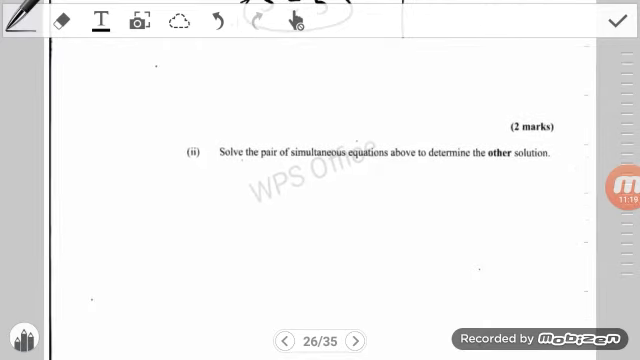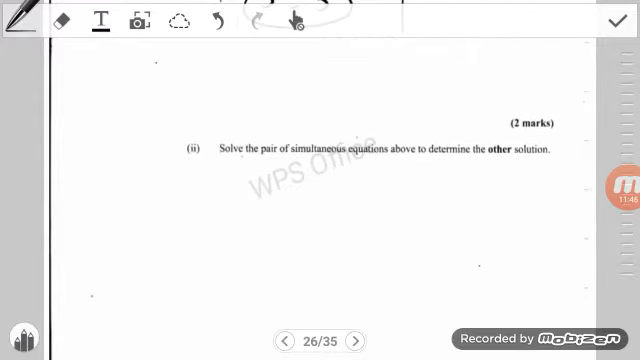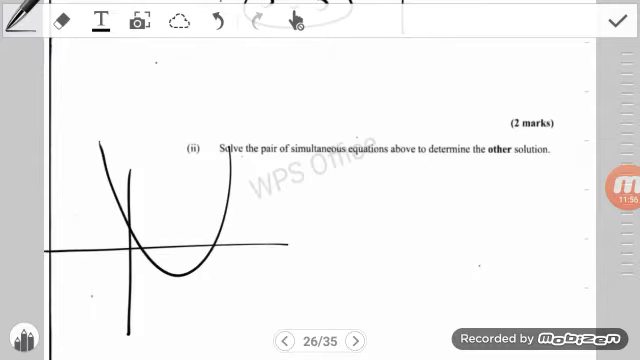Now we are to go on further to solve the pair of simultaneous equations above to determine the other solutions. To do this, as I mentioned earlier, we have to use the substitution method. We can't use the typical elimination method that you would have learned many times in school, simply because one of the equations is linear and one is non-linear. I had drawn a graph earlier just to quickly demonstrate that. When I say the graph is non-linear, it means the graph is a curve like that, and the second equation is a straight line.